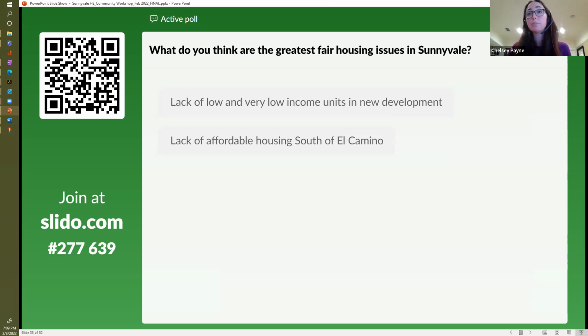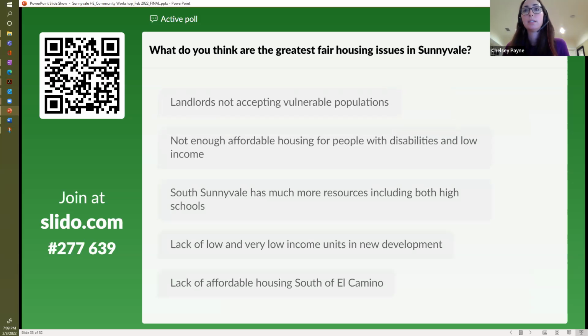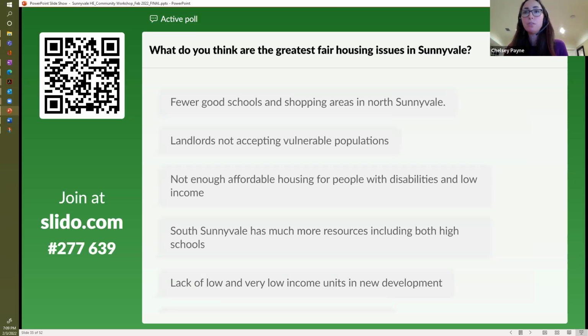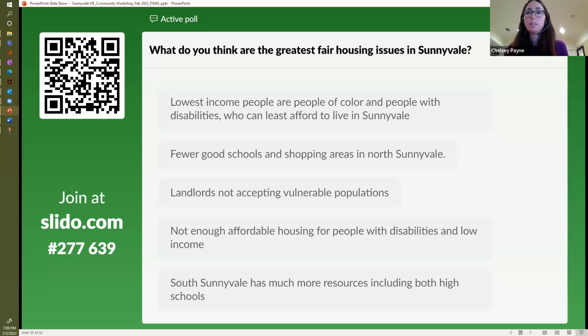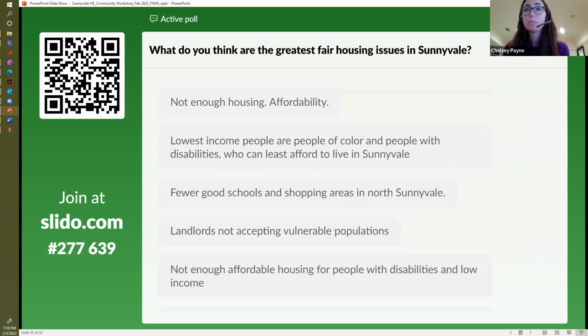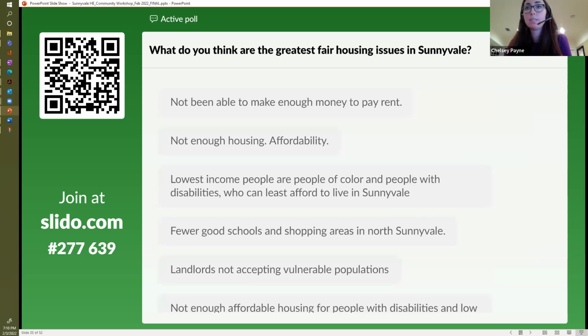So we see lack of affordable housing south of El Camino, lack of low and very low income units in new development. South Sunnyvale has more resources, including both high schools, not enough affordable housing for people with disabilities and low incomes. Landlords not accepting vulnerable populations, fewer good schools and shopping areas in North Sunnyvale. Lowest income people are people of color and people with disabilities who can least afford to live in Sunnyvale, and not enough housing or affordability. So thank you for those responses.